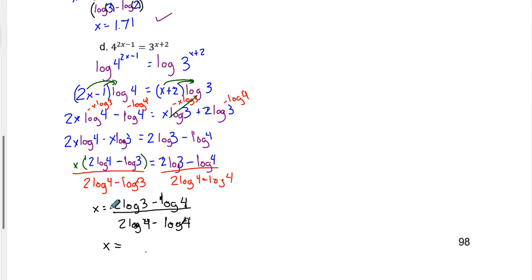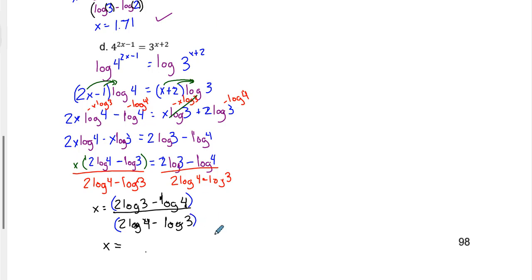Now, be careful when you're plugging it in. Again, parentheses. That's still not a 4. Now there's that one. That's a 3. That's a 3. Put in brackets.